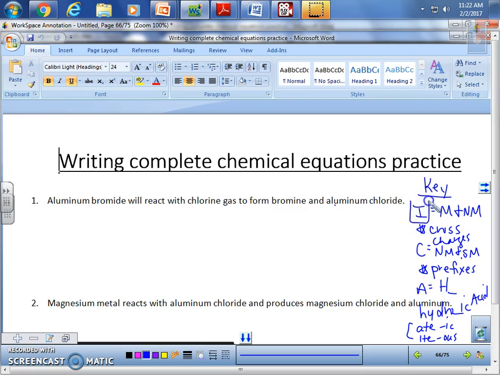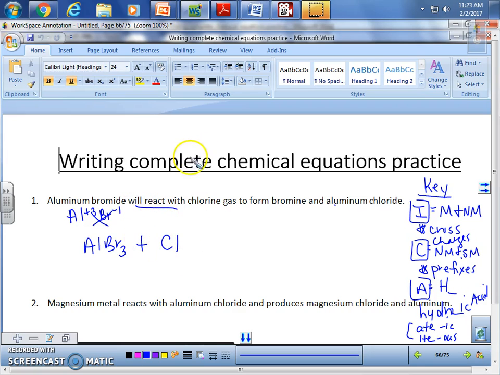So you go up here and look at the compounds given, and you label those as ionic, covalent, or acid, and you write the formula. Aluminum bromide. Aluminum is a metal, so I have to cross charges. Look at your periodic table and see that the charges are at the top of the group. Cross them. AlBr3.